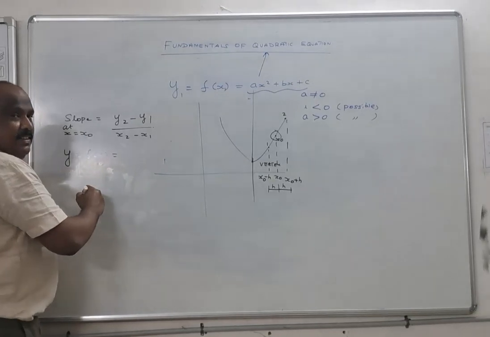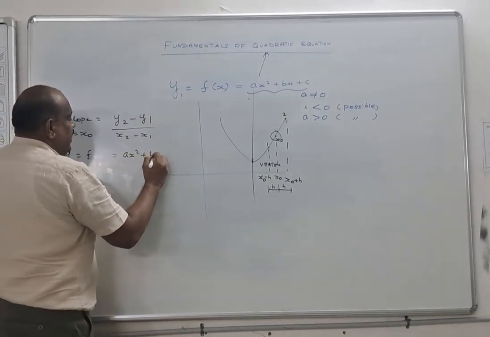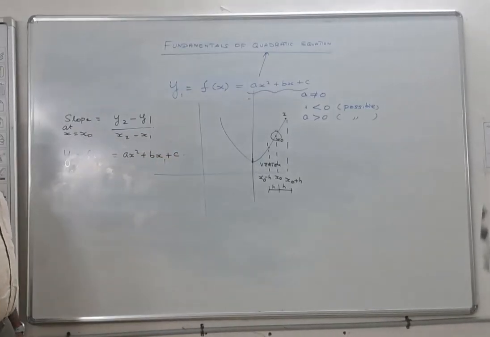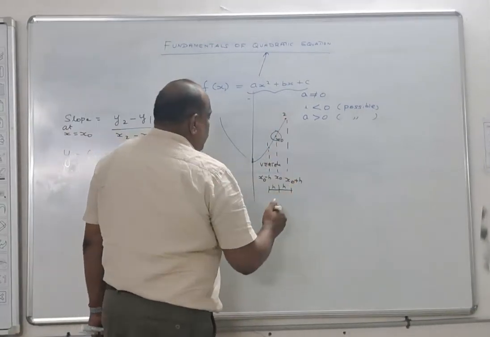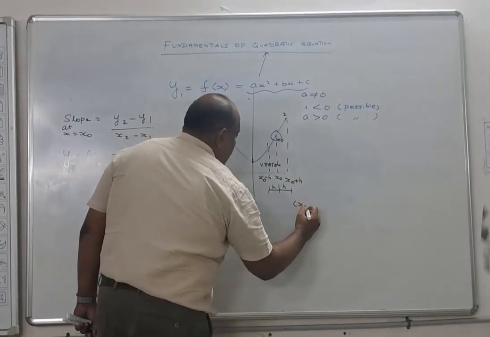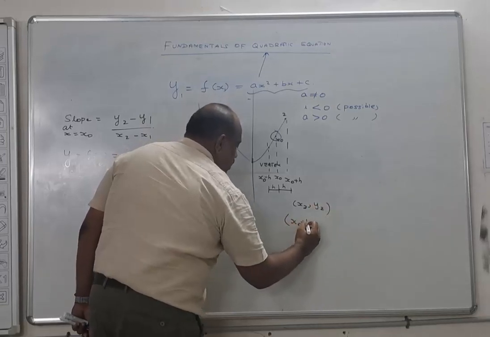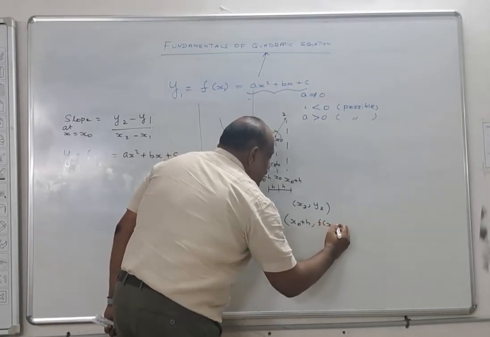What is the function here? Yeah, very good. It is not mx plus c. Here the equation is ax square plus bx plus c. Now, what are the coordinates of point 2? x2 comma y2. What is x2? x naught plus h. What is y2? f of x naught plus h.